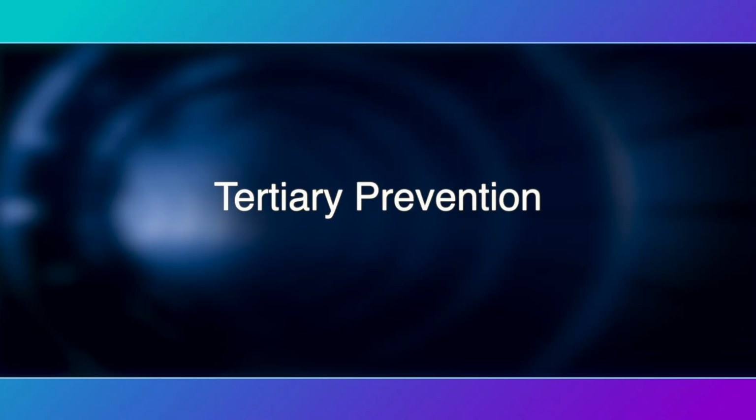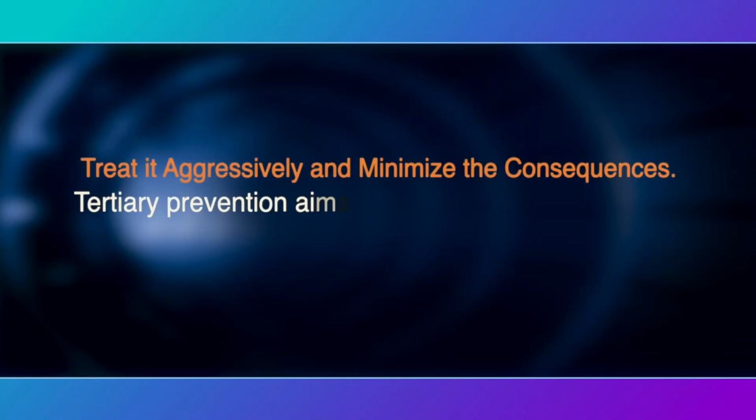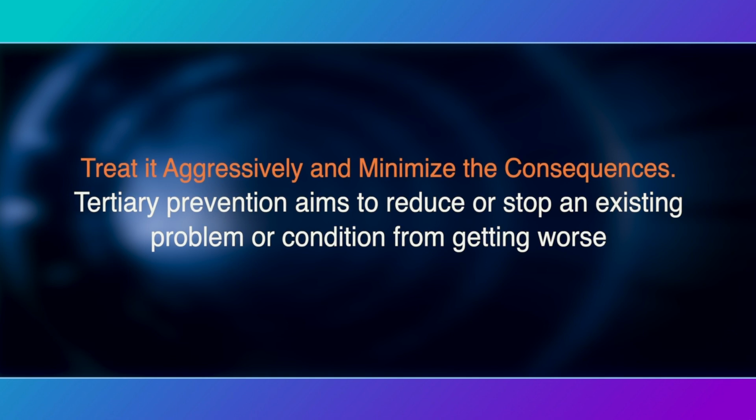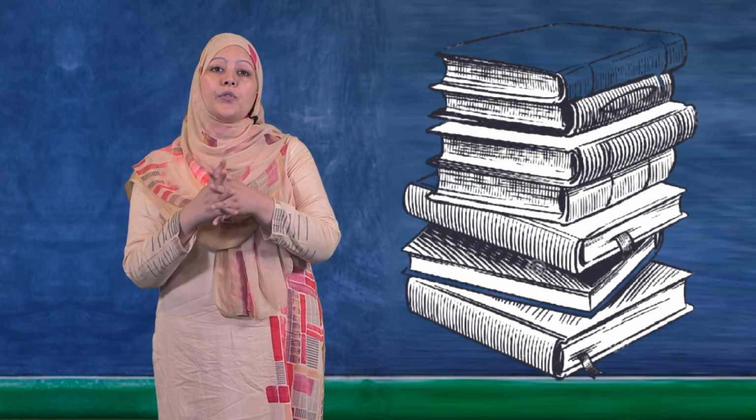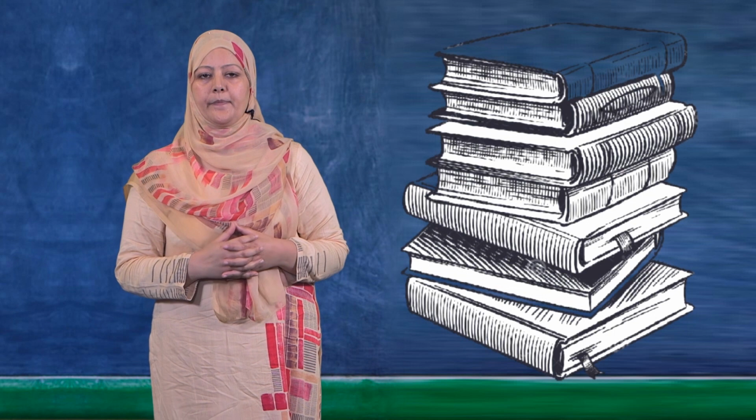Then the tertiary prevention. Treat it aggressively and minimize the consequences. Tertiary prevention aims to reduce or stop an existing problem or condition from getting worse. Tertiary prevention is equivalent to treatment or intervention.